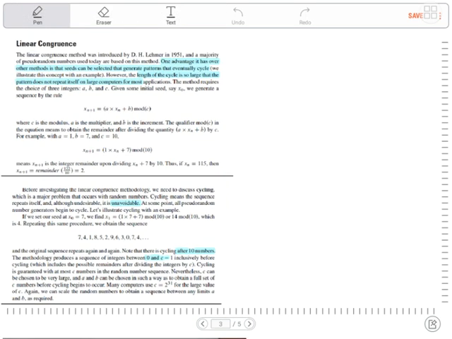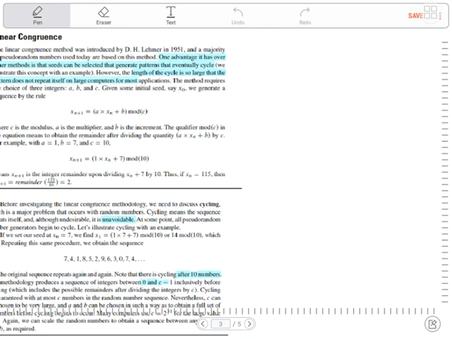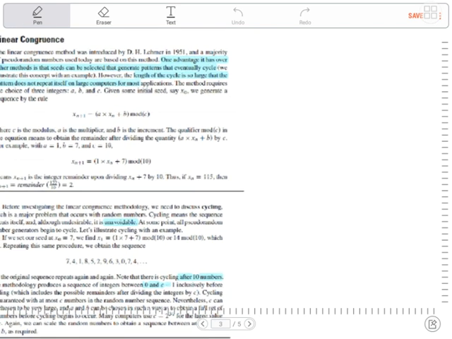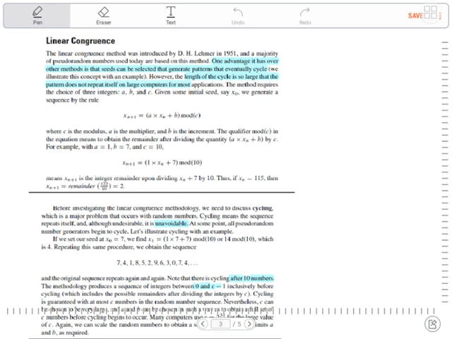Okay, so the linear congruence method was first introduced by this scientist, and the majority of pseudo-random numbers used today are based on this method. As I already said, it is used in various simulation algorithms, mainly the Monte Carlo simulation we will see. One advantage it has over other methods is that seeds can be selected that generate patterns that eventually cycle. However, the length of the cycle is so large that the pattern does not repeat itself on large computers for most applications. That is what I wanted to mean before.